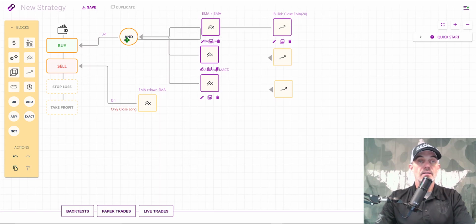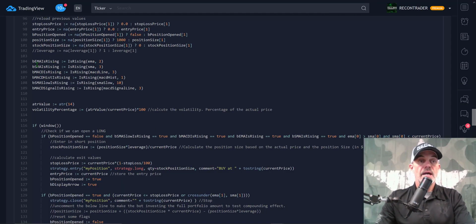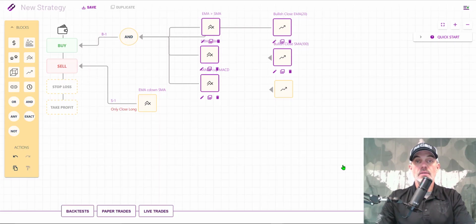And now I connect my block. And now we move on to the next block. And that will be another trend block. We want it to be bullish. In this case, it's going to be SMA. And it will be 100. And if we go back to the code, he had the SMA is rising with the 3 persistence. And we already have that. And we'll click OK. And we can connect that block to the AND.